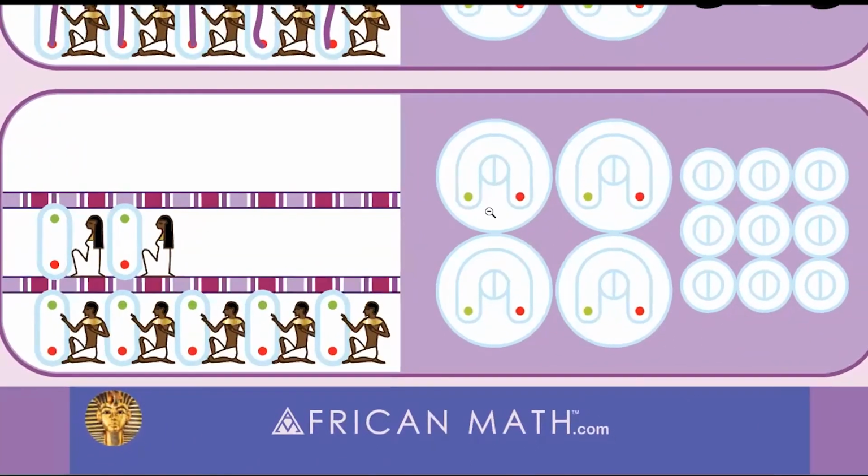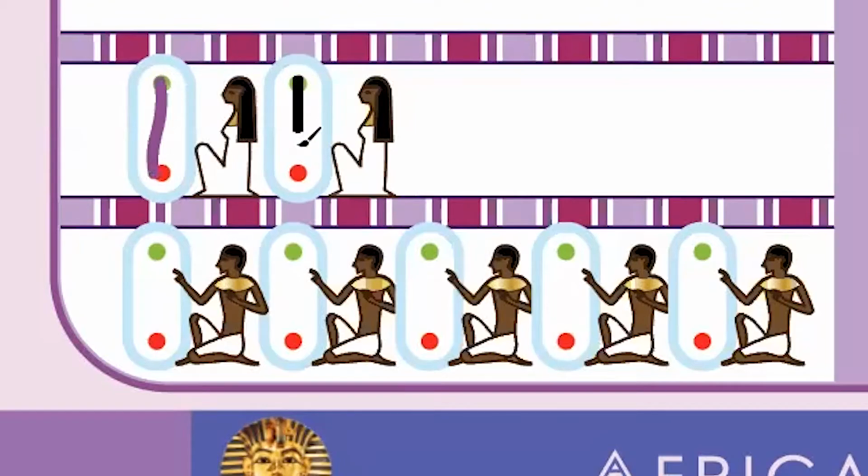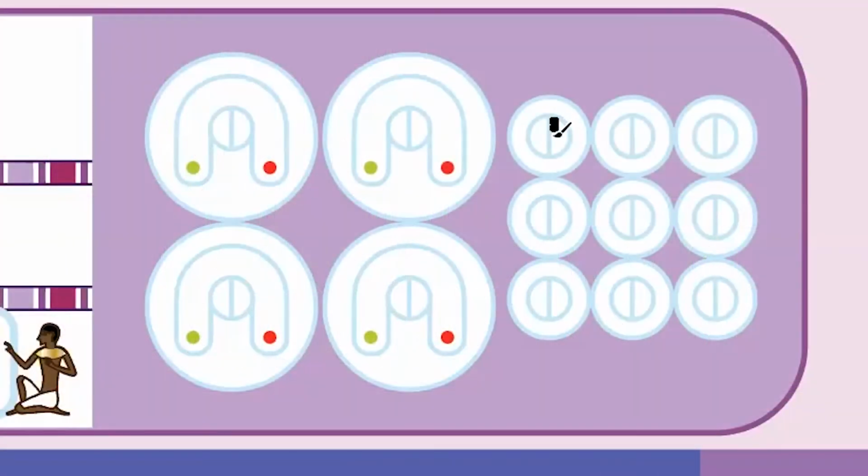Now let's count this one. We count the villagers, then the stickers. This time we have more villagers. 1, 2, 3, 4, 5, 6, 7, and 1, 2, 3, 4, 5, 6, 7. Now it's sticker time.